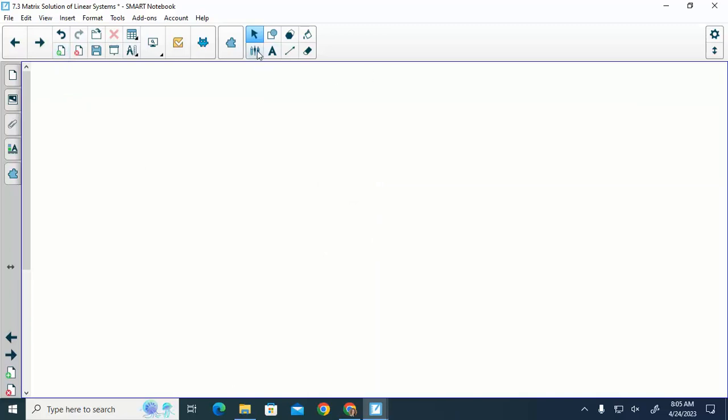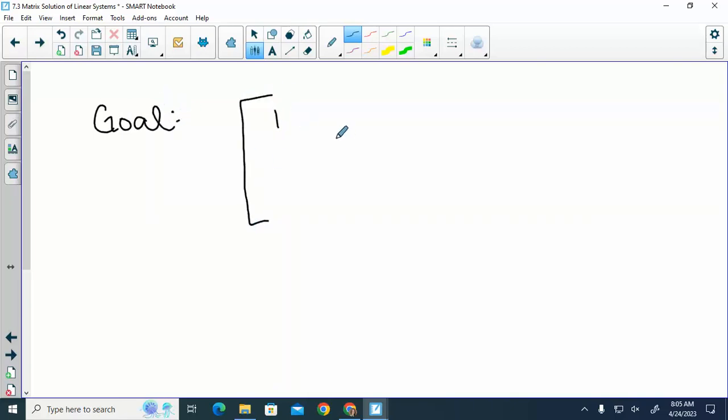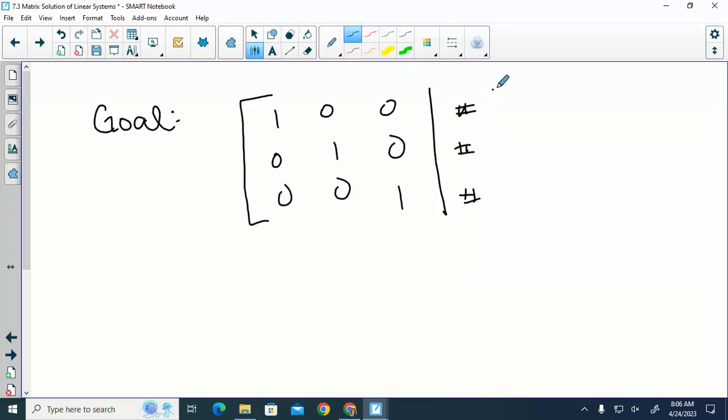So remember on Friday, we were solving systems of equations by using matrices. With that, our goal was to have ones on the diagonal, zeros everywhere else, and then equals numbers over here. If you have it set up like that, when you read it, it's x equals this number, y equals that number, z equals this number. So it gives us our solution.